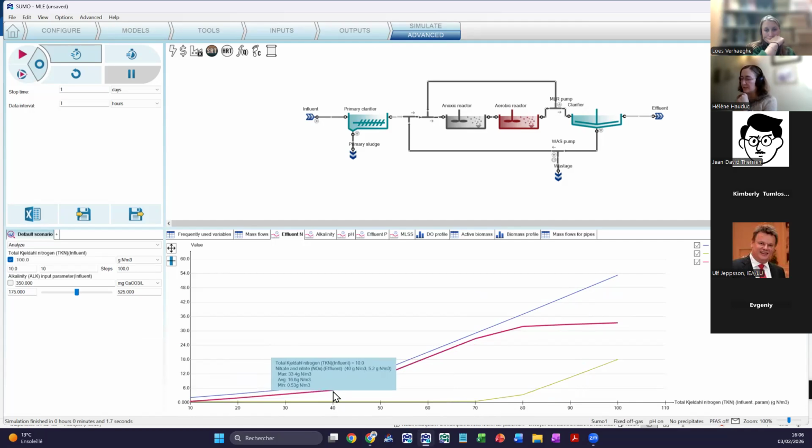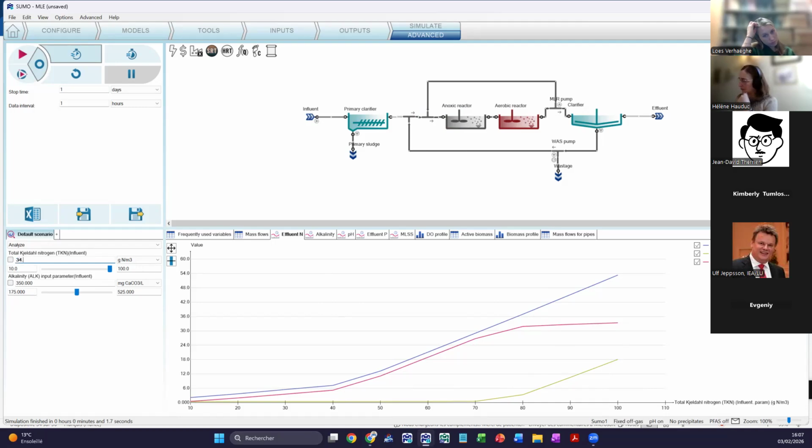But we can see that actually the denitrification couldn't really occur from 40 kilogram of nitrogen per cubic meter, since probably not enough readily biodegradable carbon was available anymore for the denitrification. So the nitrates start to accumulate, and then everything broke. We do not have any nitrification, neither denitrification. So this is the impact of the nitrogen load.